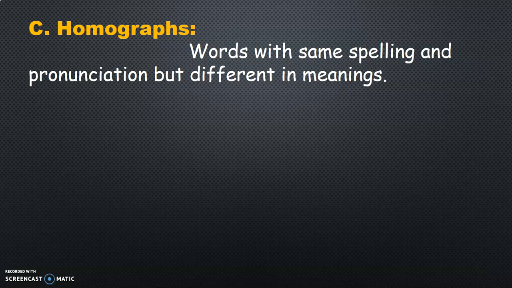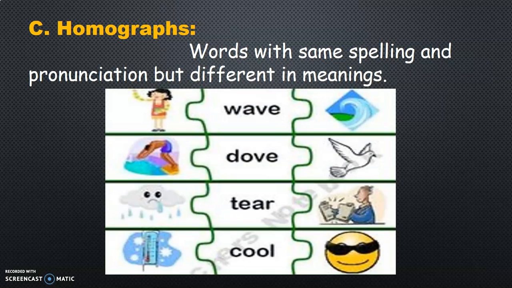That is homographs. Now, what do you mean by homographs? Words with the same spelling and pronunciation but different in meaning. For example, see, they have the same spelling, wave, and the same pronunciation also, wave, wave, but the meaning is different. One wave means to wave your hand, the other wave means the sea wave. Then next is dove and dove, tear and tear, cool and cool. So this is what homograph means.